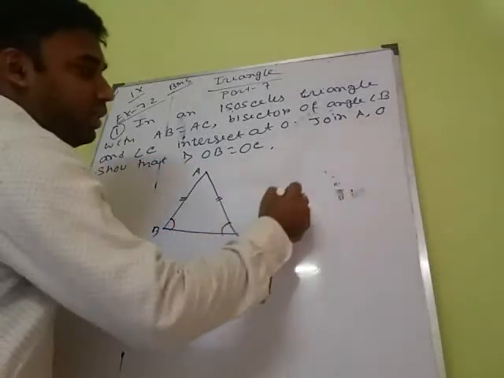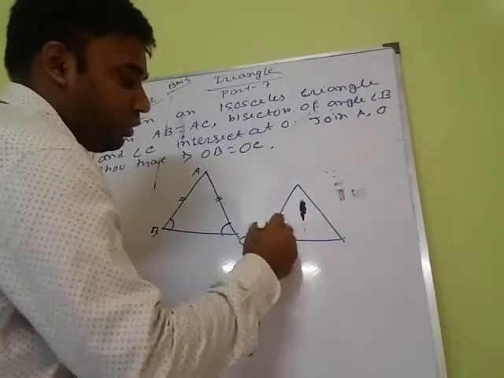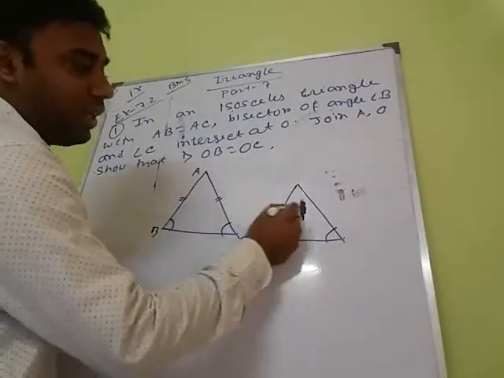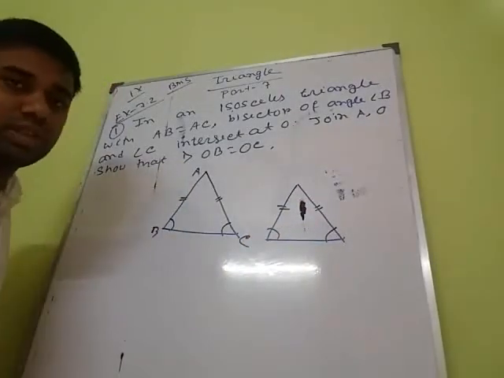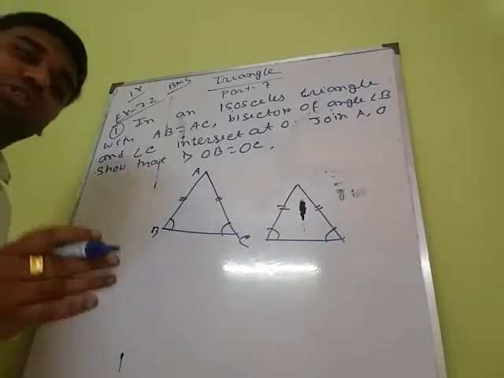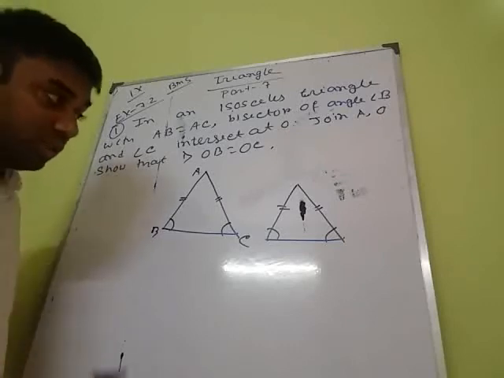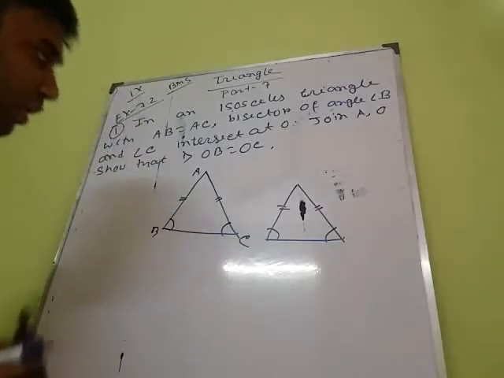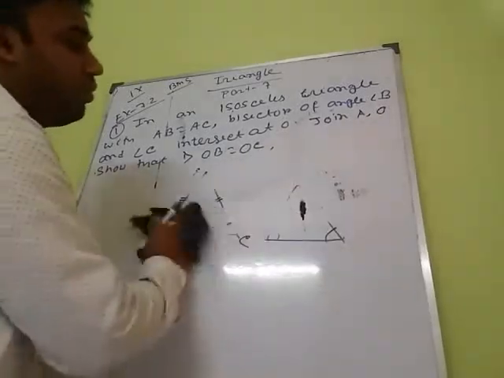And another thing, if these two angles are equal, then these sides are also equal. Vice versa, if opposite angles are equal, then opposite sides are equal, and if opposite sides are equal, then opposite angles are also equal. By using this theory we will solve this question.